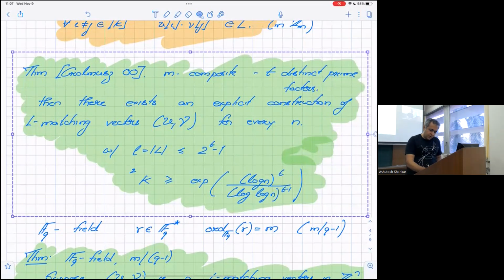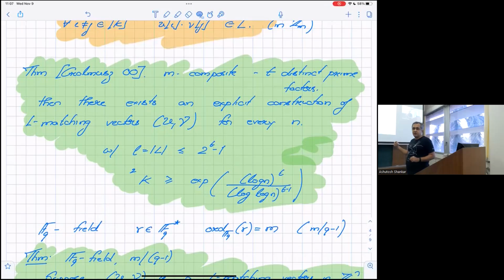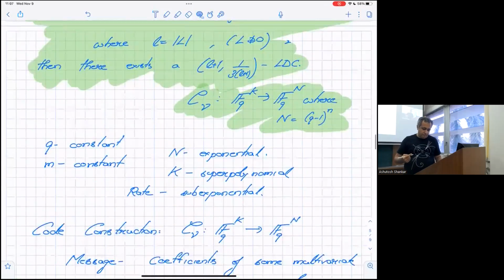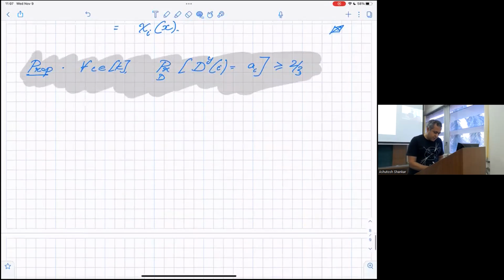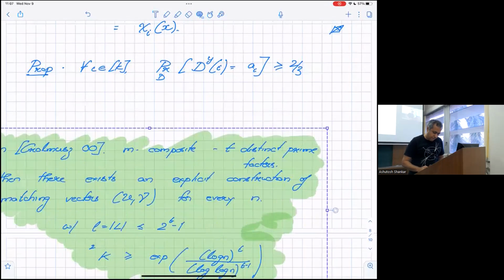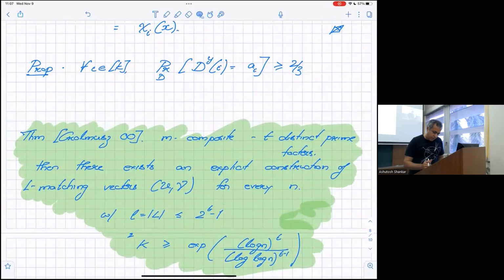Why does such an object exist? We use such an object to actually construct this one. So let's now ask the question: do matching vectors exist?